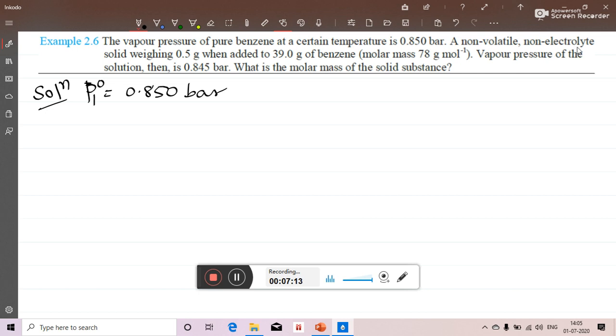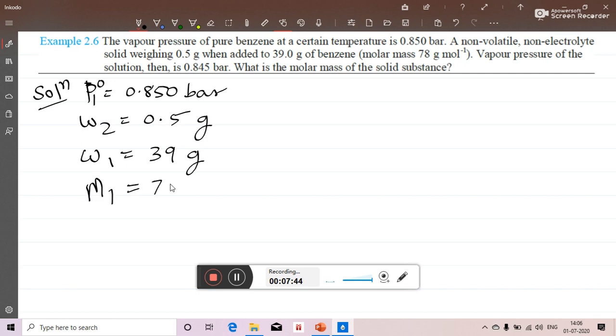A non-volatile, non-electrolyte solid weighing 0.5 gram. So that is the mass of solute, that is W2. So W2 is equal to 0.5 gram, when added to 39 gram of benzene. So the mass of solvent, that is W1, is equal to 39 gram. The molar mass of benzene is 78 gram per mole. So the molar mass of solvent, that is M1, is equal to 78 gram per mole.